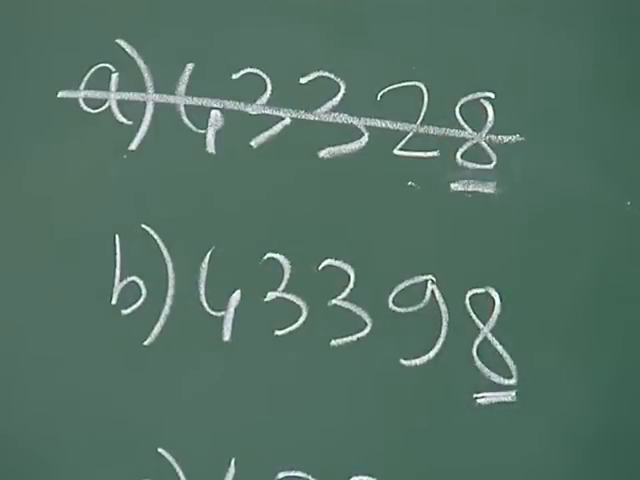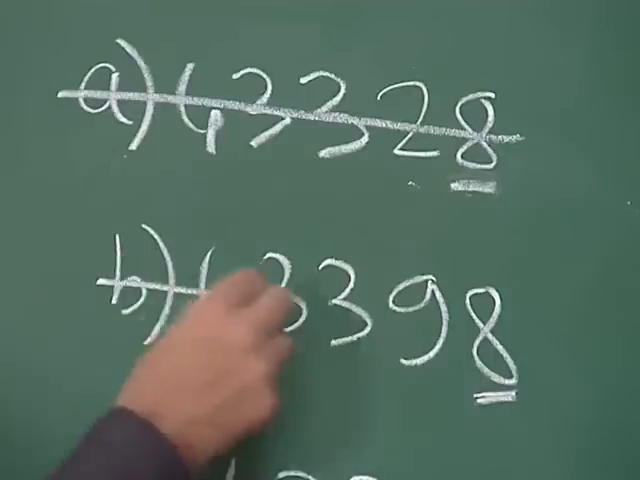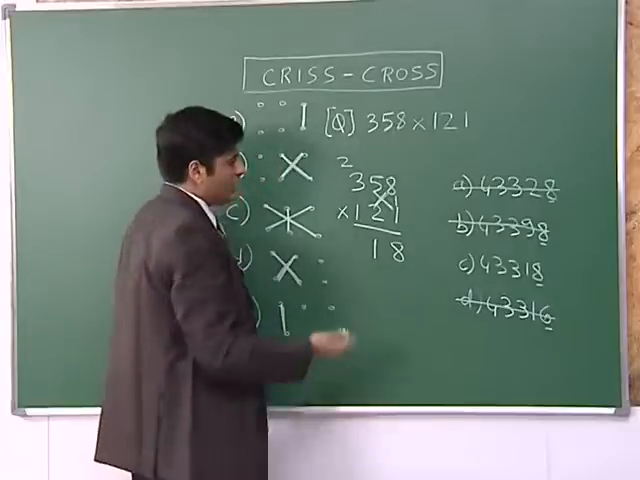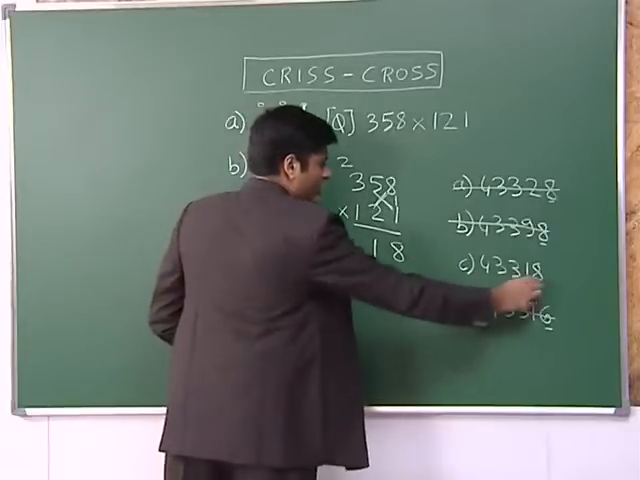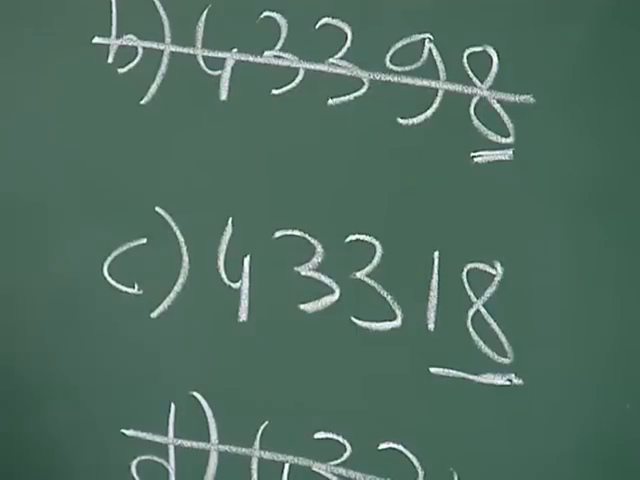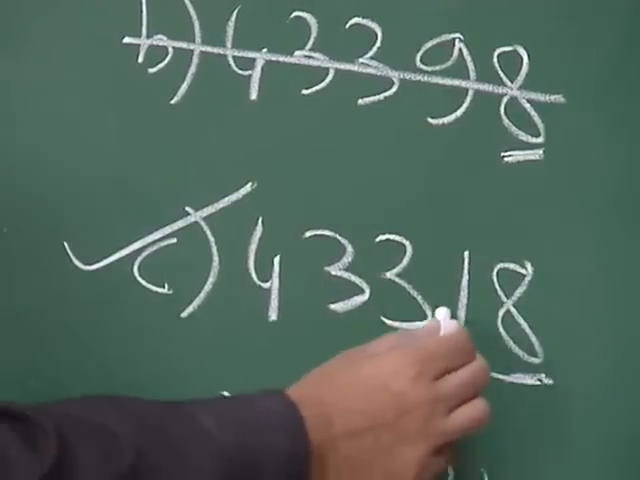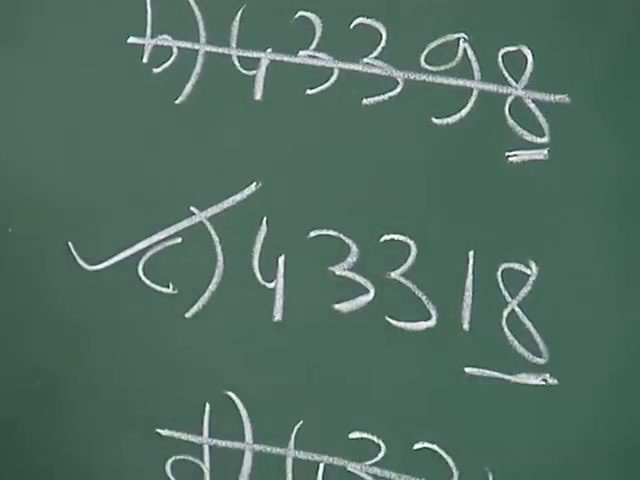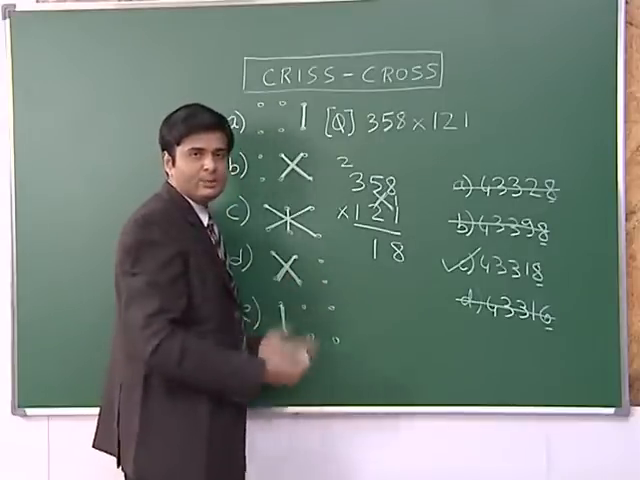Option B ends with 98. It cannot be my correct answer because I need 18 in the end. Option B is ruled out, and there is only one option left, option C. Here also 18, here also 18. I can conveniently tick C as my correct answer. My final answer is 43318, which I get without working out all the steps, without continuing the multiplication problem.